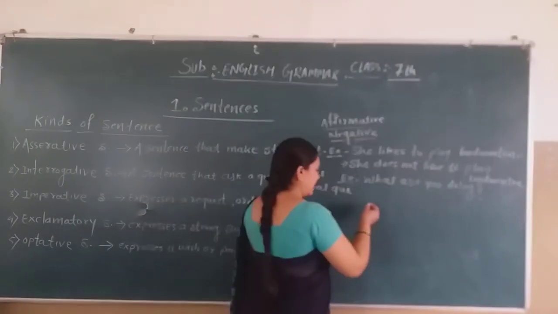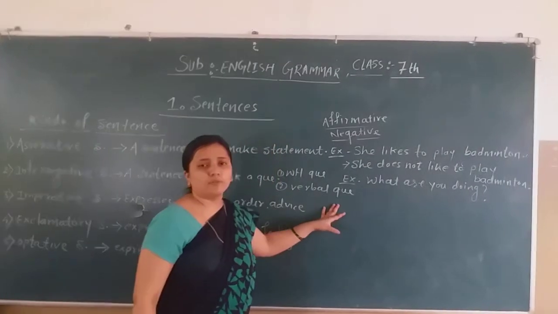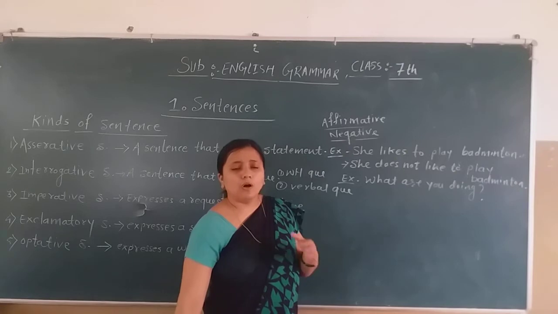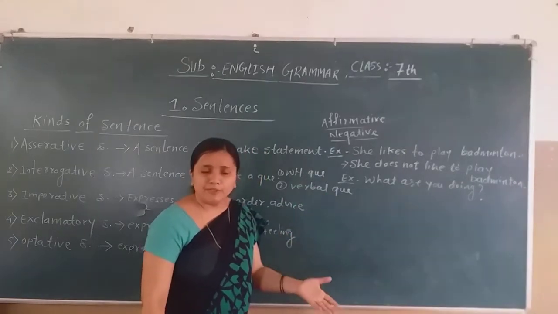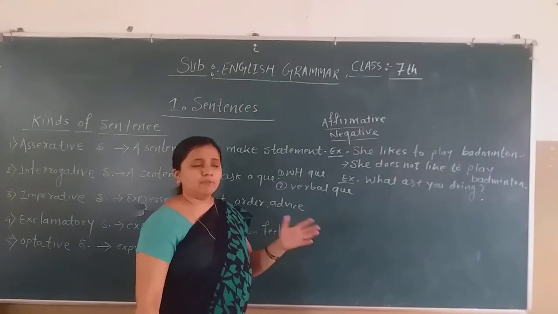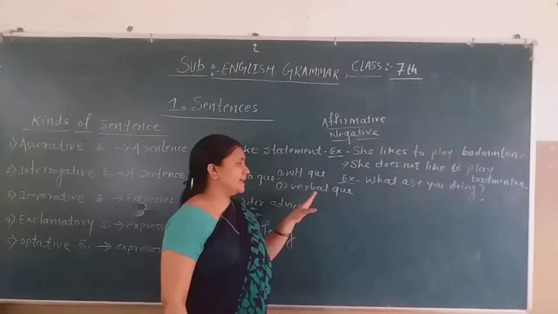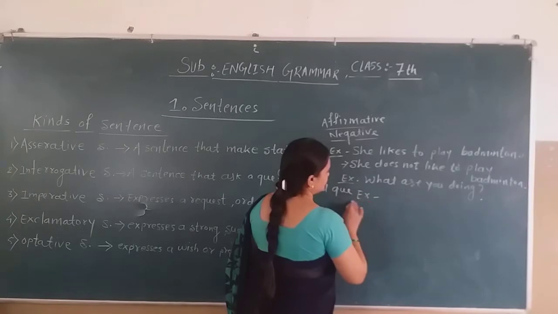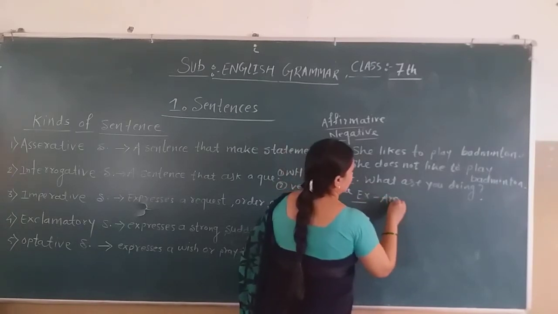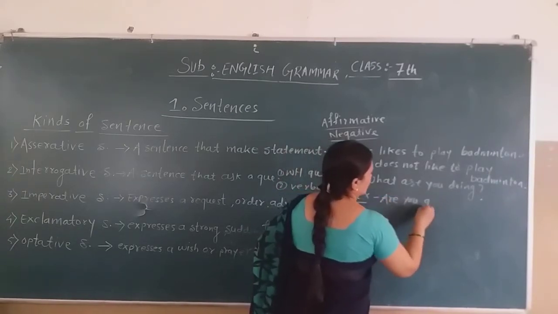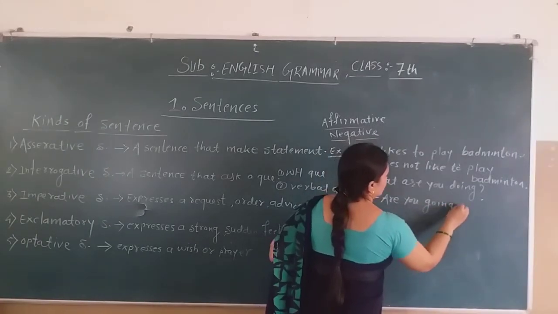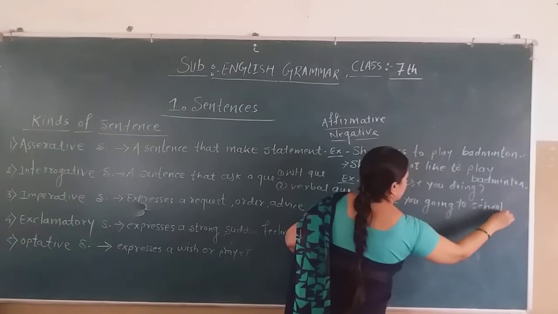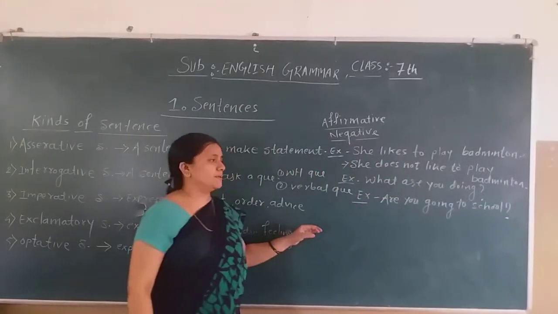So now let me take any modal auxiliary and we can form any sentence like do you like tea? Do you like coffee? Or have you completed your work? Or does she come? In this way we can form any sentence of verbal questions. So let me write one example. Are you going? Are you going to school? And at last, a question mark.